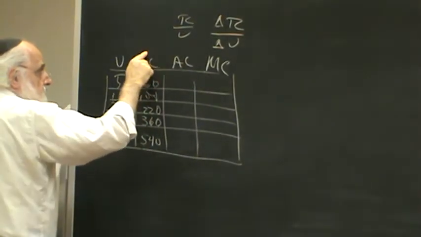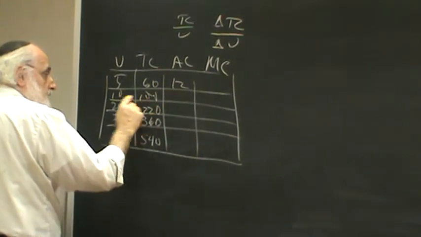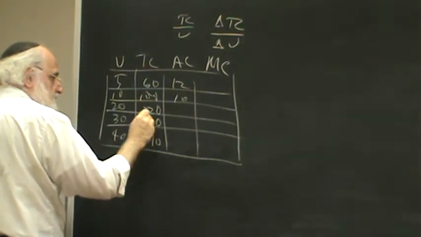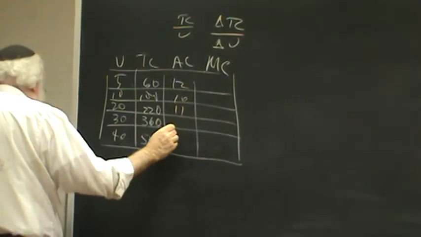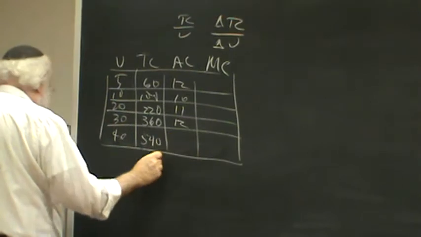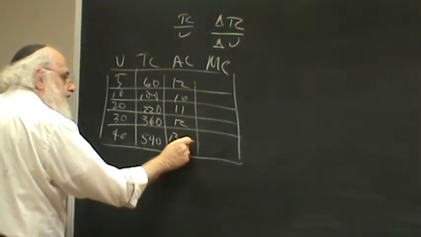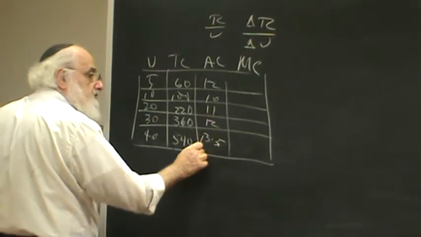Average cost is total cost over units. 60 divided by 5 is 12. 100 divided by 10 is 10. 220 divided by 20 is 11. 360 divided by 30 is 12. And 540 divided by 40 is 13.5. That's how we get the average cost.